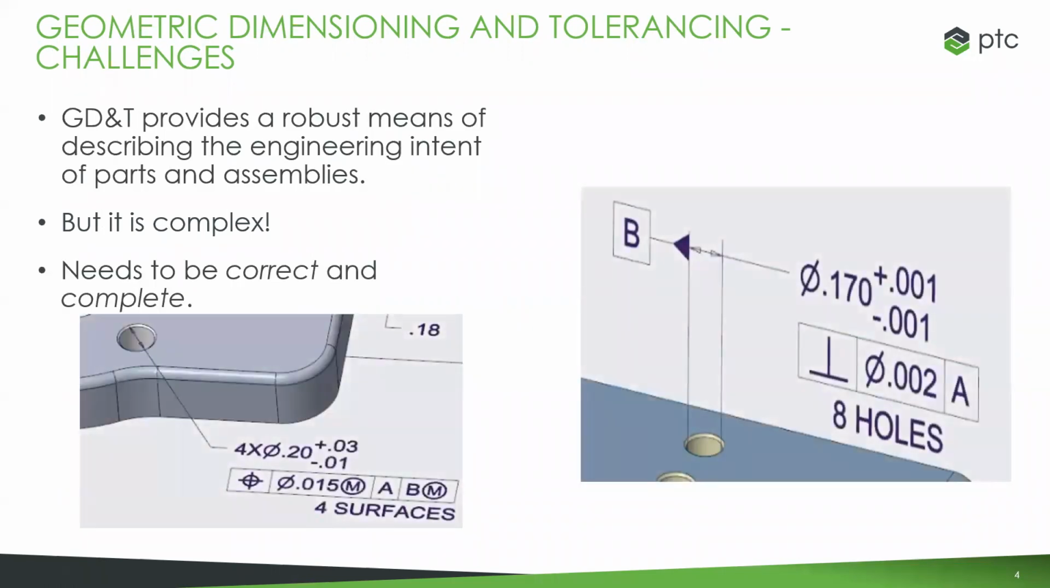But for GD&T to be useful, it has to be complete, and most importantly, has to be correct. And it's because if your models aren't fully defined by those dimensions and tolerances, it kind of defeats the purpose if you have things that are wrong or in the wrong places.